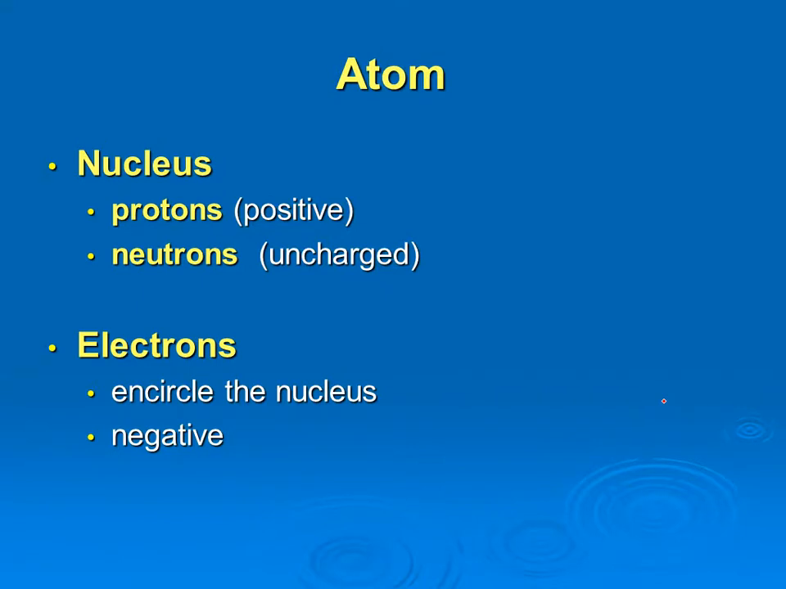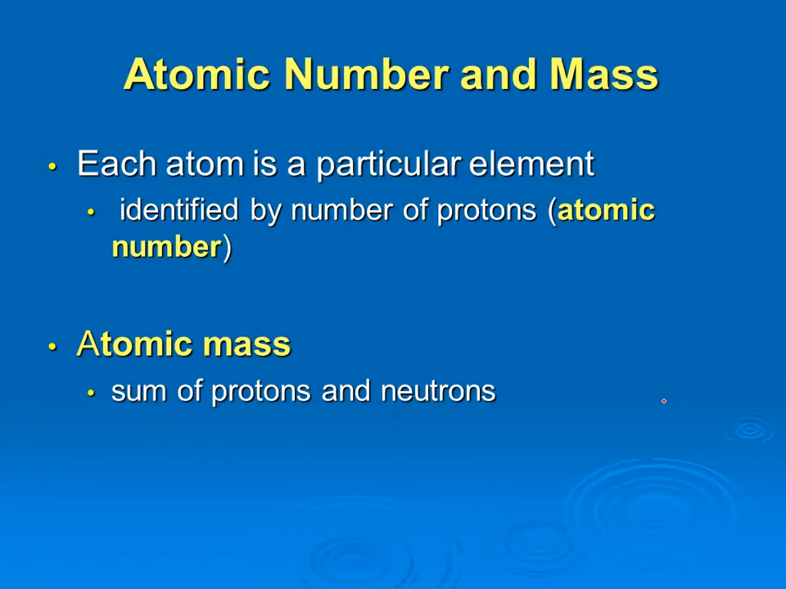Then you do find electrons. Electrons are not in the nucleus. They are outside of the nucleus, and they have an overall negative charge. And if you want to see some diagrams, you can look on page 28, and it shows you a couple of diagrams, carbon 12 and carbon 14. We'll talk about those in just a minute.